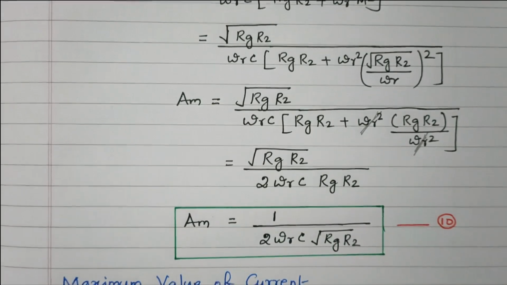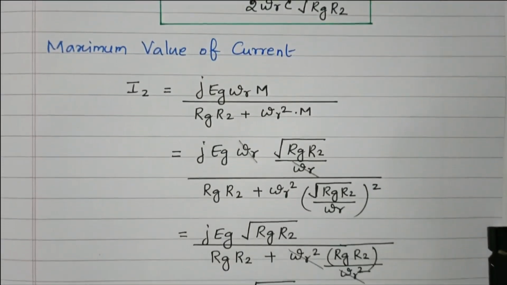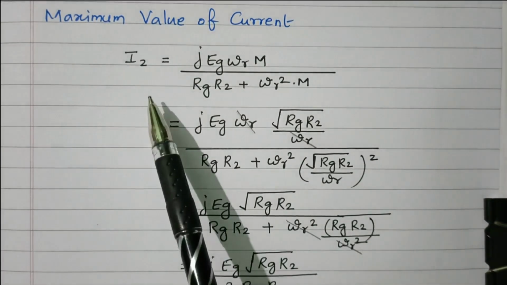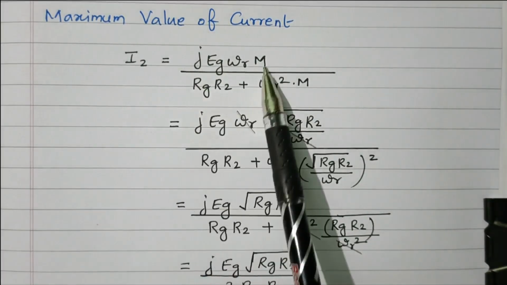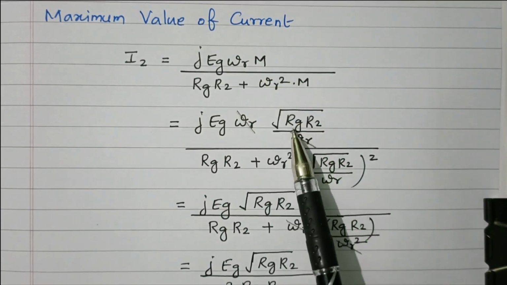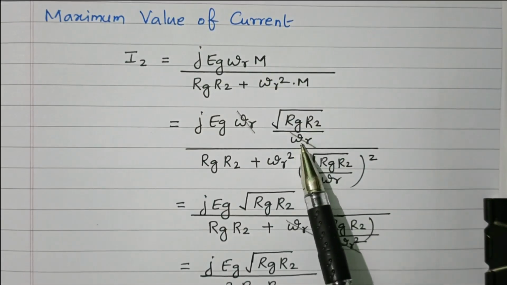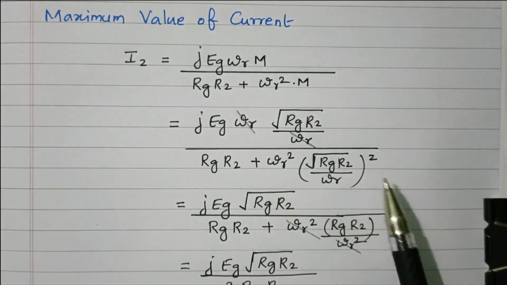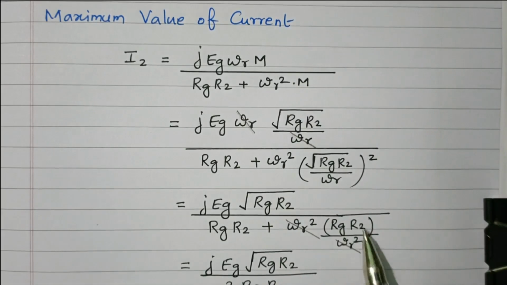Now we'll see the maximum value of the current. By using the same procedure, you can find the maximum value of current. So this is the current expression. In that we are going to substitute this M, we are going to replace it with square root of Rg R2 divided by omega r. So here also, right, here square is there. So while taking the square, it becomes Rg R2 divided by omega r square. This omega r square got cancelled.